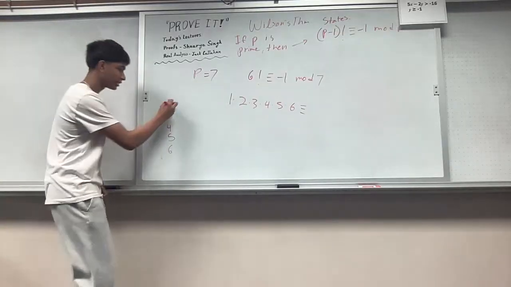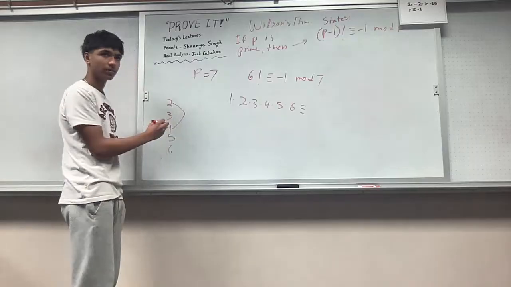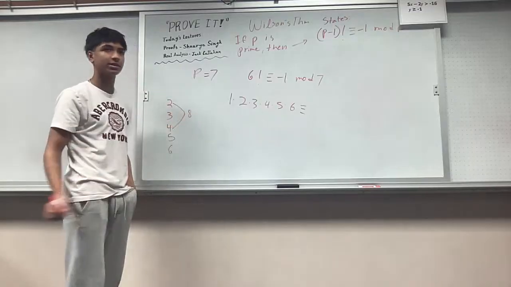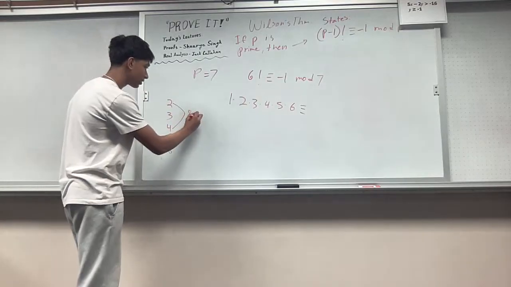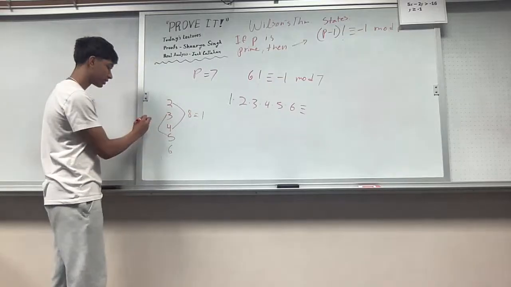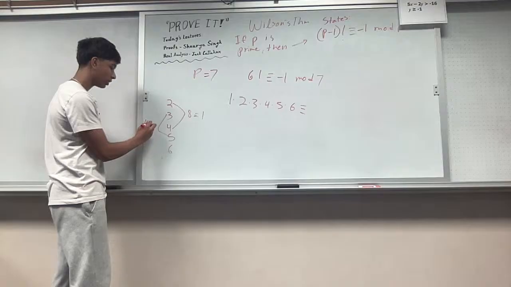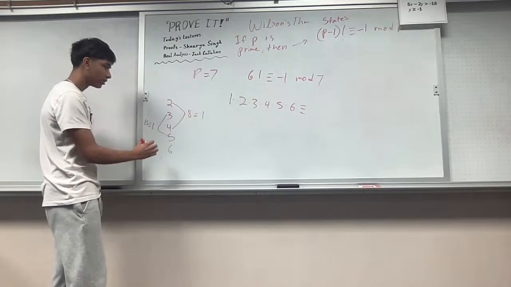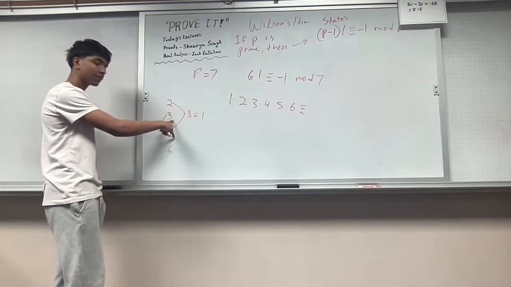Look what happens. What's 2 times 4? 8. What is that mod 7? That's 1. What's 3 times 5? 15, which is congruent to what mod 7? 1. So 2 and 4 are inverses, and 3 and 5 are inverses.